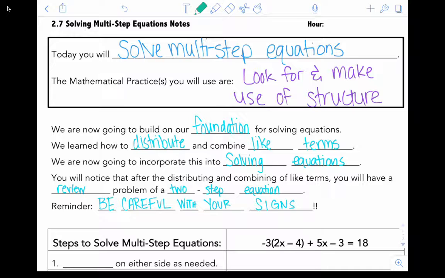After we distribute and combine like terms, you're going to notice that we're going to have a review problem of two-step equations. And then, huge reminder, as I've said almost every single day, this whole unit, be careful with your signs. Be very careful with your positives and negatives. Make sure when you're rewriting your steps that you rewrite the negatives or the positives how they need to be, and that you're following all your rules for that.